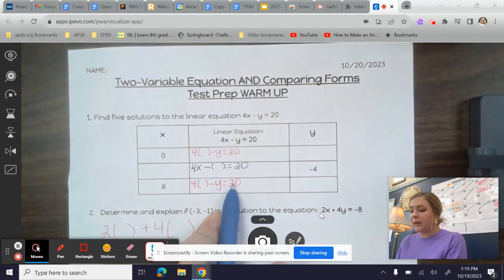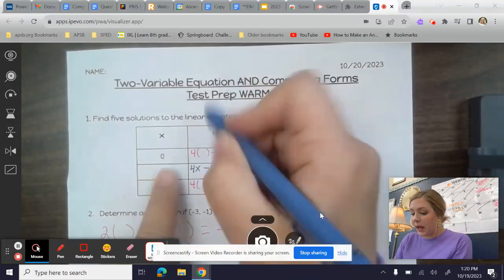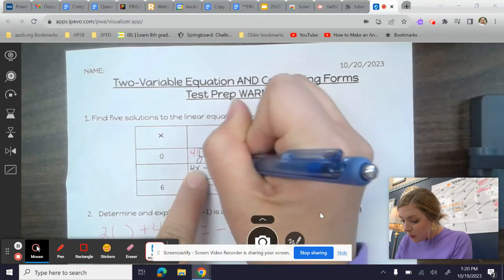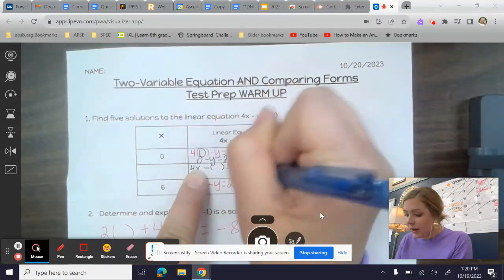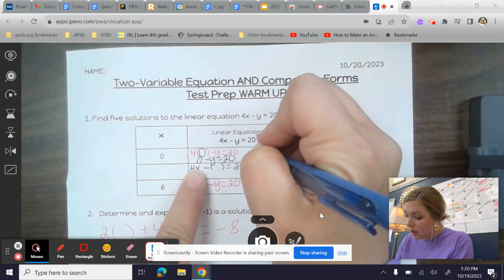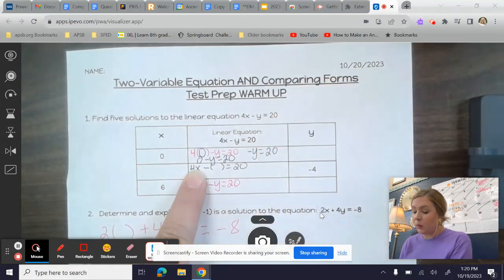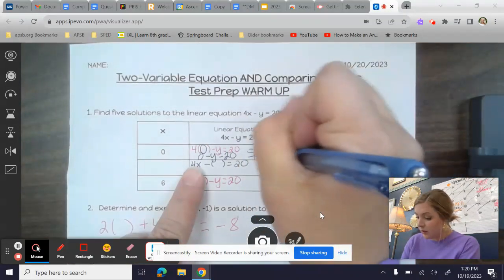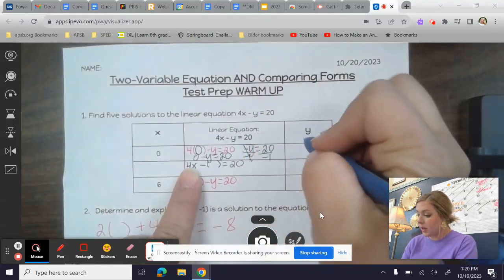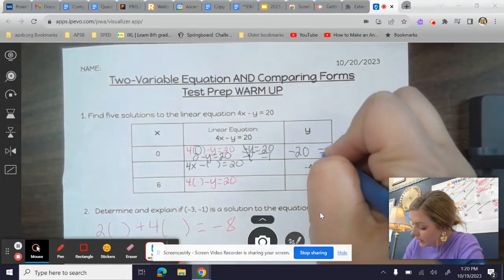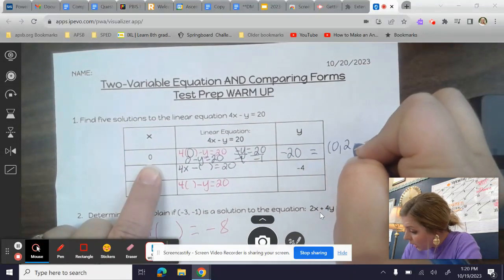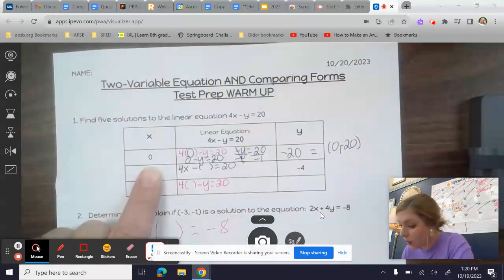So I have the templates kind of set up right here. I'm going to plug in X, and then this is just the equation. So 4 times 0 is 0, minus Y equals 20. Well, I know that minus 0 is not going to change anything. So I'm left with negative Y equals 20. So be careful here because I don't want the value of negative Y. I want the value of positive Y. So divide by -1 and -1 on both sides. I'm left with negative 20. And my ordered pair here is where X is 0, Y is negative 20.